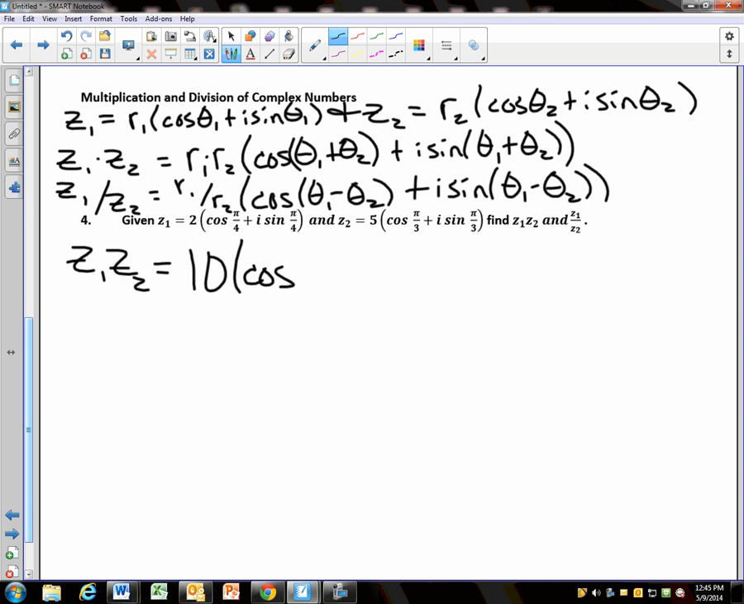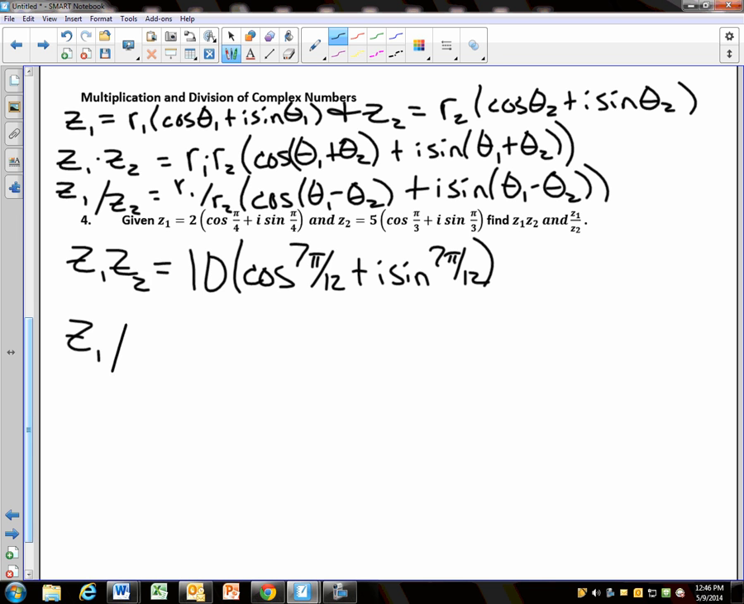Pi over 4 plus pi over 3. Let's leave it in radians. Got to find common denominators, right? Pi over 4 would be 3 pi over 12. And pi over 3 would be 4 pi over 12. Add it and you get 7 pi over 12. Done. That's it.